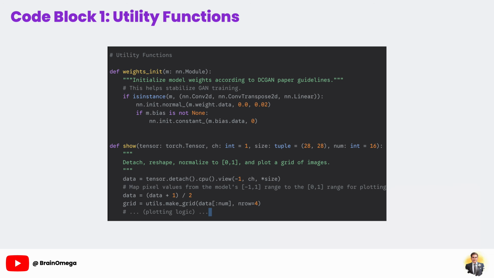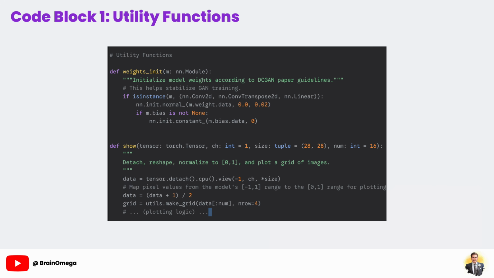The authors of the DCGAN paper, a landmark in GAN research, discovered that how you initialize the random weights in your neural networks at the very beginning can have a huge impact on training stability. They found that initializing weights from a normal distribution with a mean of 0 and a standard deviation of 0.02 worked really well. This function, weights init, is our tool to apply this specific initialization scheme to all the relevant layers in our models. It's a small trick that can make a big difference.